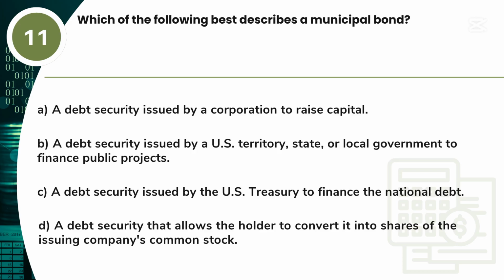Question 11. Which of the following best describes a municipal bond? A. A debt security issued by a corporation to raise capital. B. A debt security issued by a U.S. territory, state, or local government to finance public projects. C. A debt security issued by the U.S. Treasury to finance the national debt. D. A debt security that allows the holder to convert it into shares of the issuing company's common stock.